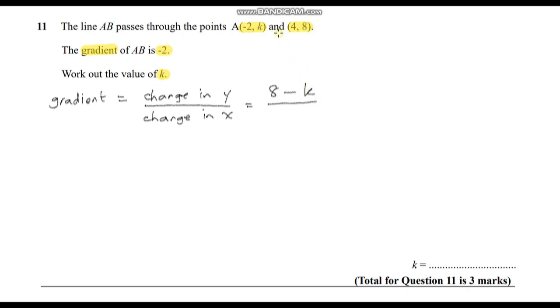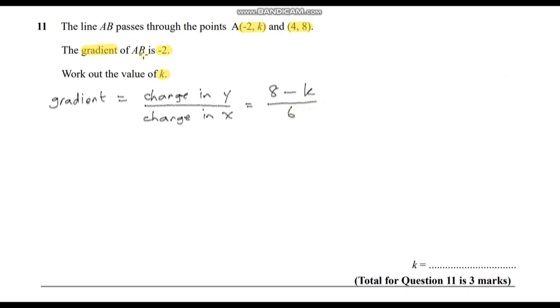And the change in x: we're going from -2 to 4. So that is 4 minus -2. Now we can simplify that. 4 minus -2 is the same as 4 plus 2, which is 6. So I'm just going to write 6 underneath here. Okay, so the change in x is 6.